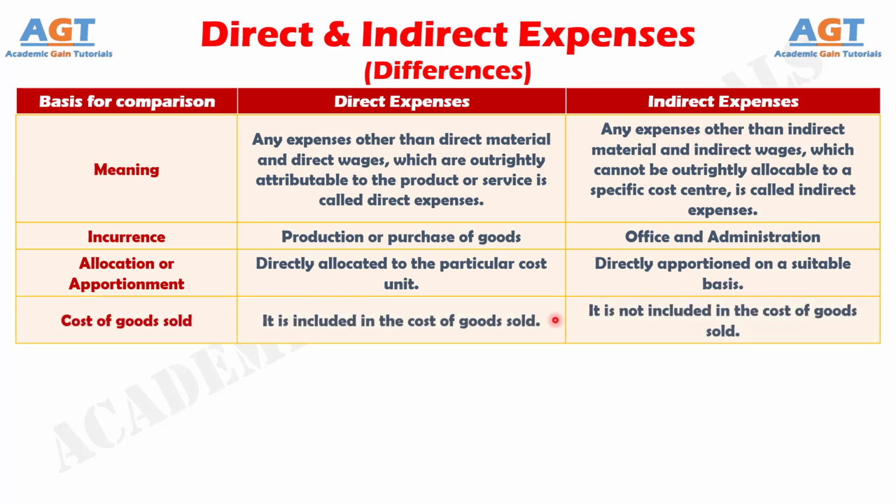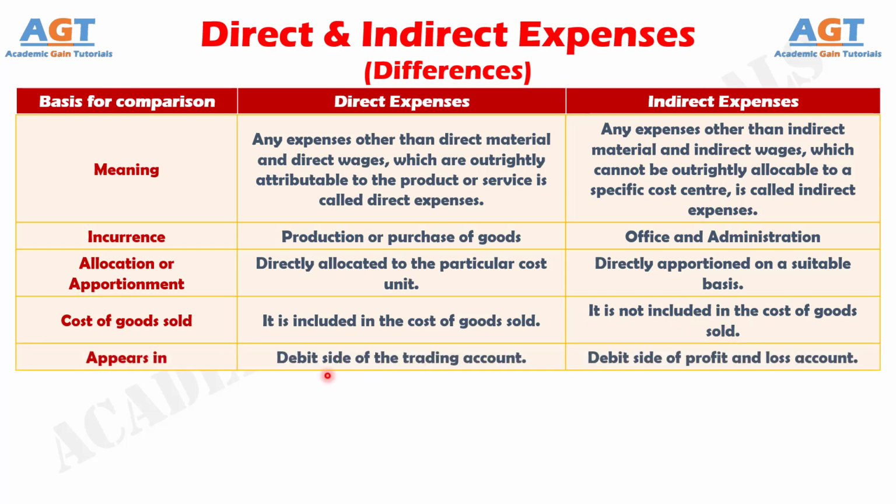Number 4. Direct expenses are considered when the cost of goods sold is ascertained, whereas indirect expenses do not form part of the cost of goods sold. Number 5. Direct expenses usually appear on the debit side of the trading account. On the contrary, indirect expenses are shown on the debit side of the profit and loss account.